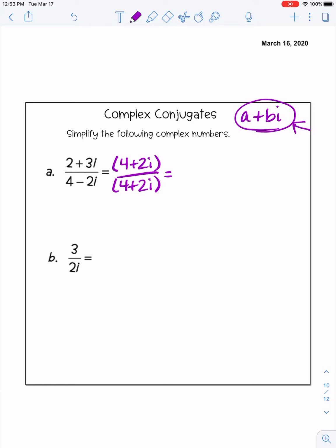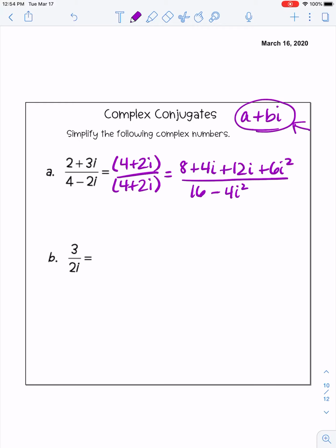So when I multiply my numerators, I'm going to get 8 plus 4i plus 12i plus 6i squared in the numerator. And in the bottom, I'm going to get 16. Remember, my middle terms will cancel, so I'm not going to write those. And then I get negative 4i squared.